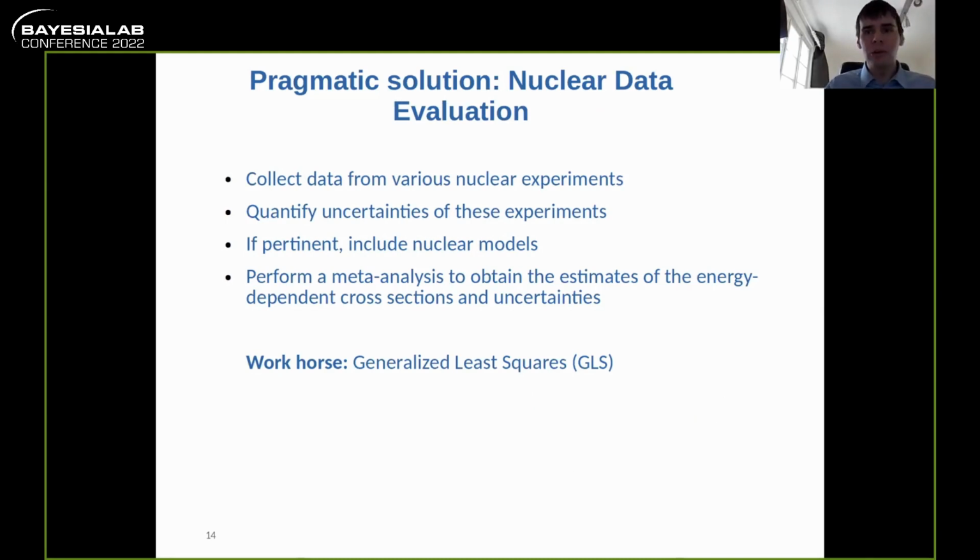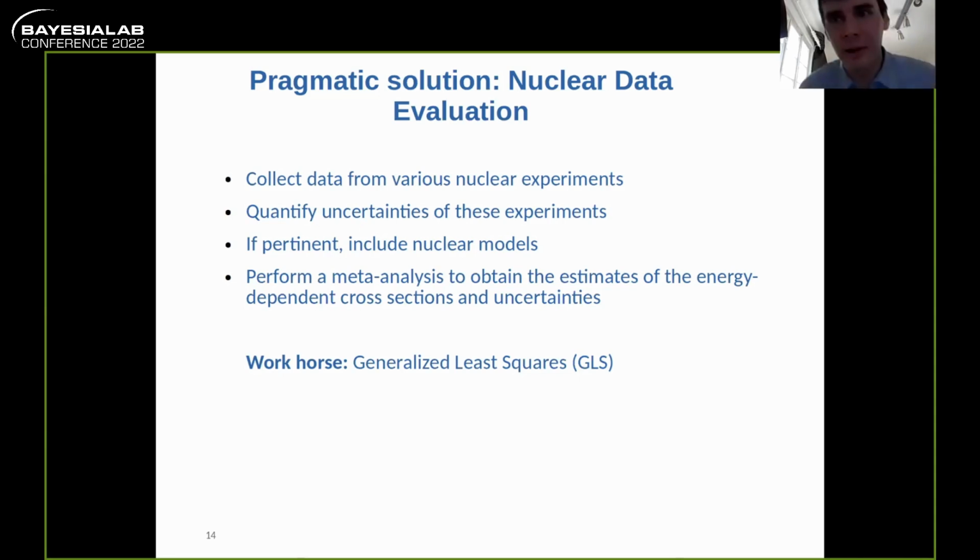And the pragmatic solution to address these challenges is the field of nuclear data evaluation. Essentially, there we collect data from various nuclear experiments, then quantify the uncertainties of these experiments; there's one brief slide afterwards on what this means. If it's possible or pertinent, we can also include knowledge from the predictions of nuclear models. And then after the collection of all these ingredients, experimental data and nuclear models, we perform a meta-analysis to obtain a comprehensive set of the values of energy-dependent cross-sections, as well as their uncertainties.